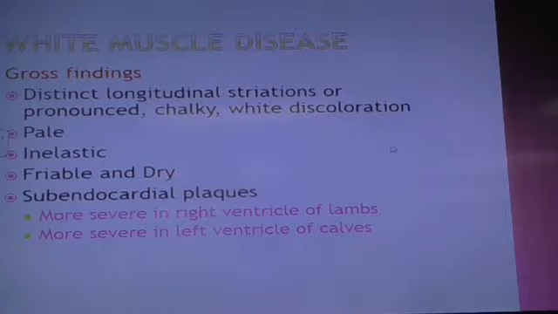So with this disease, you see striations. They're usually white and chalky, pale, inelastic, and dry within the muscles. Within the heart, we do see a very strange presentation where in lambs, it's usually seen in the right ventricle. Why? I have no idea. And in calves, we typically see the streaks in the left ventricle. So for whatever reason, there is a difference between the two species.